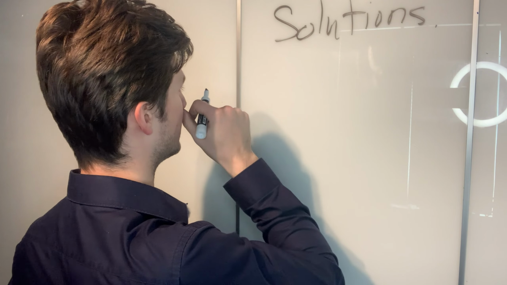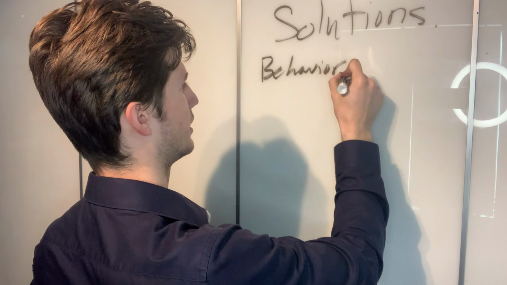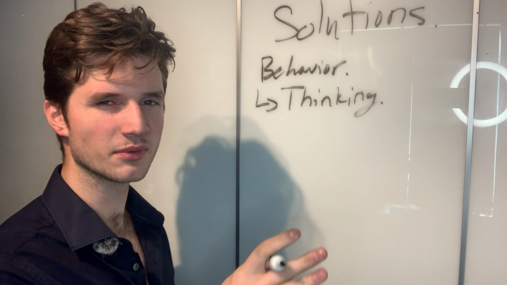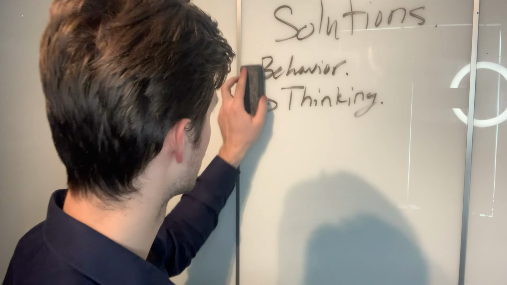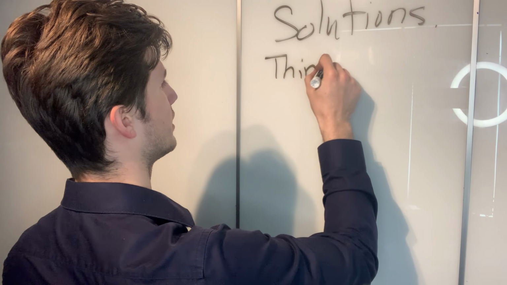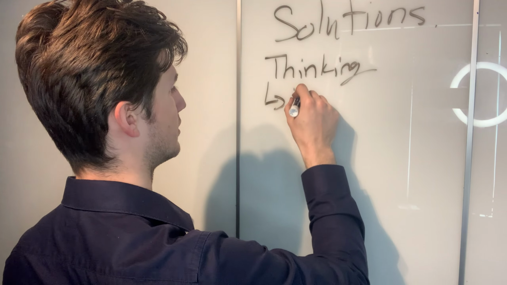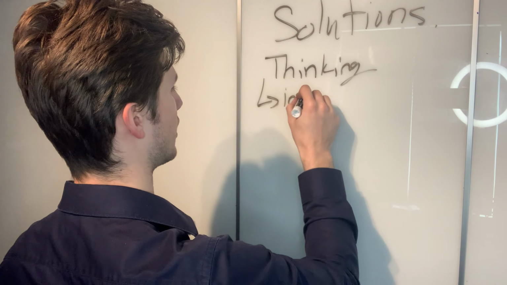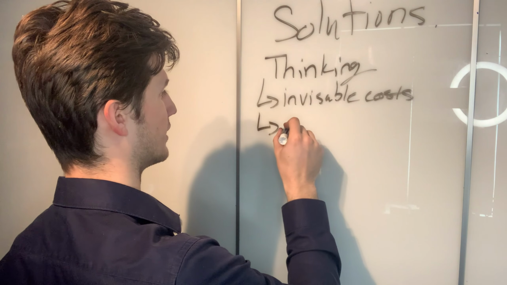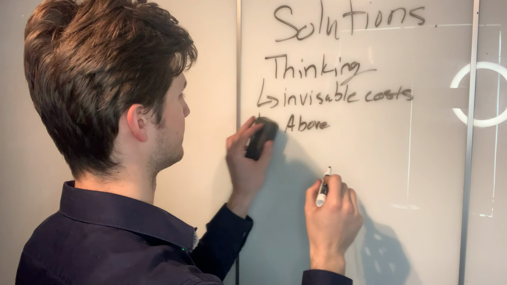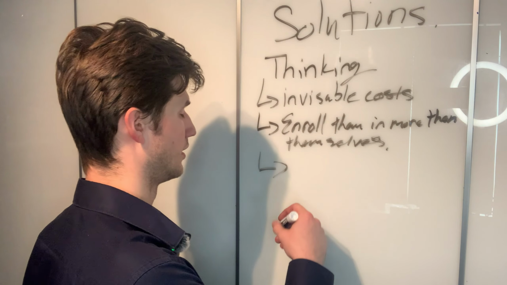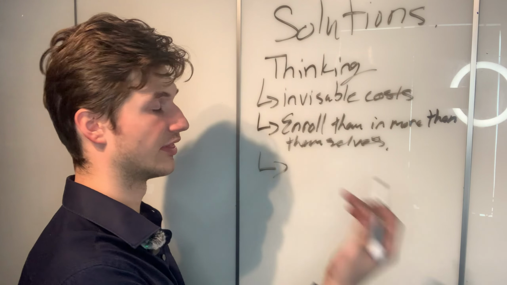If you are dealing with behavior as the issue, then the solution is thinking. Some of you may be puzzled by that. Why is it thinking? I'll tell you why. When you do the thinking for any of your employees, what you're really pointing out to them is thinking about the indirect or the invisible costs that make them struggle, that put more stress on them. It also is helping them think above themselves. Sorry, enroll them in thinking more than themselves. And the last one being commit them, have them be part of the solution.